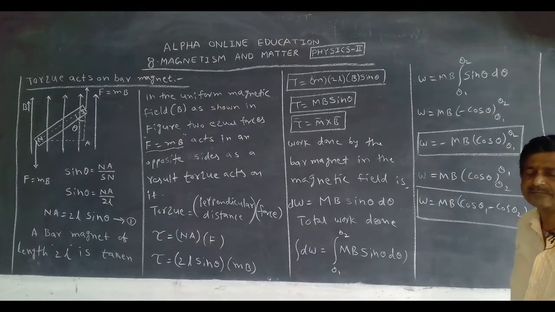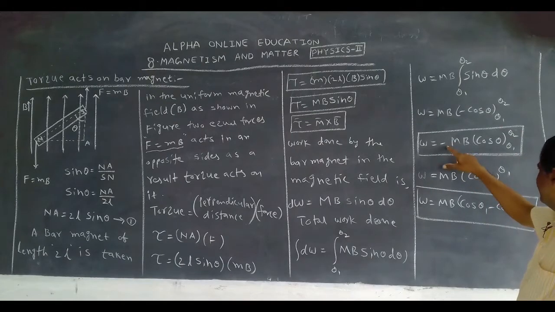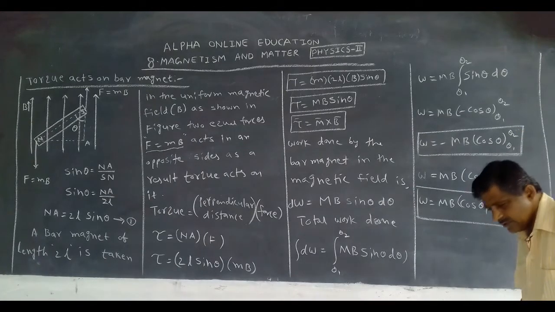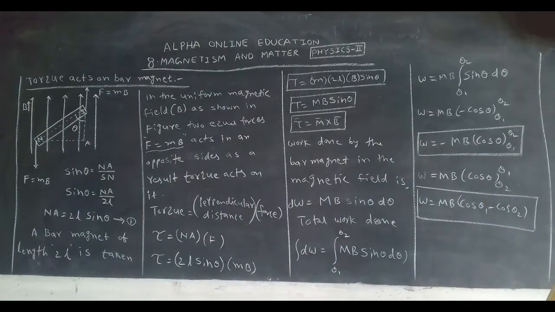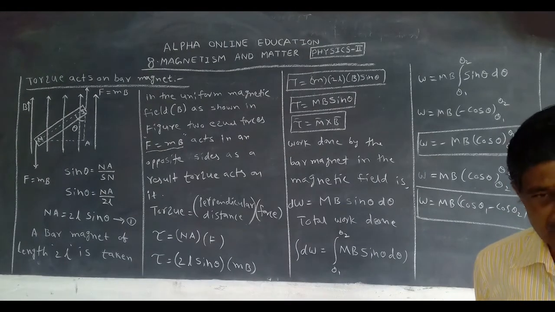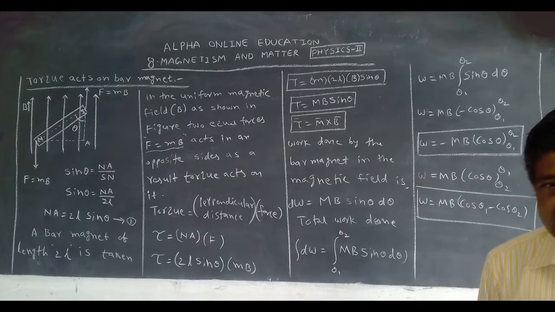Minus cos theta. What are the limits? Theta 1 and theta 2. This is the equation. If you remove the negative sign, the limits are interchanged. Here theta 1 becomes theta 2, theta 2 becomes theta 1. Then substitute the limits. We will get the equation for the work done by the Bohr magnet in the magnetic field. W is equal to minus MB cos theta. If we expand that, W is equal to MB (cos theta 1 minus cos theta 2).